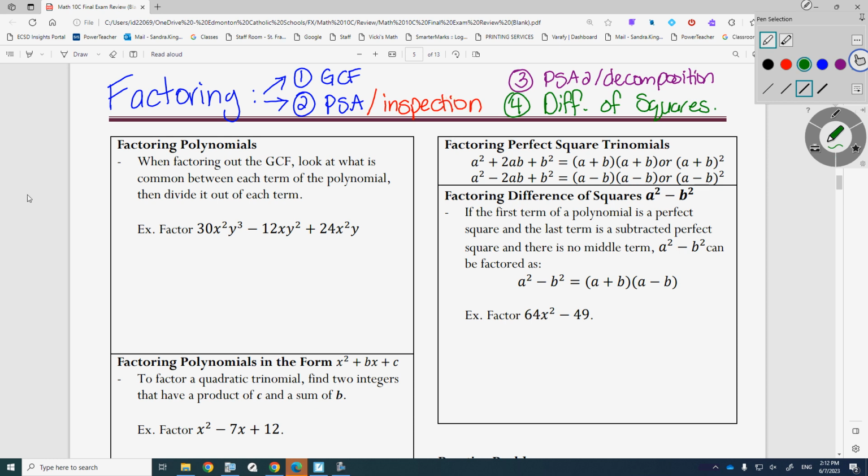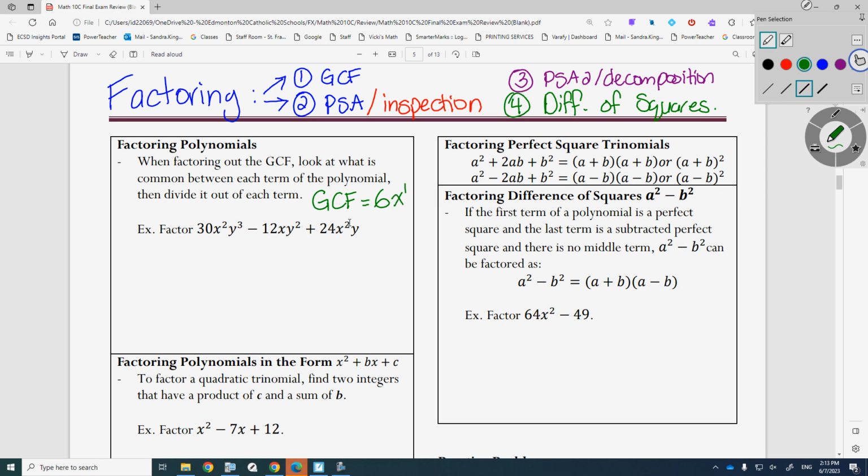So you need to look at each term, which has a 30, a 12, and a 24, and you need to ask yourself, what's the biggest number that you could divide out of a 30, a 12, and a 24? 6. So the GCF is going to have a 6. Then you look at each term and ask yourself, does each term have x's? So this term has x to the power of 2, this term has 1x, and this term has 2 x's. You can always pull out the lowest power of x's if it's common to every term. So that would be x to the power of 1.